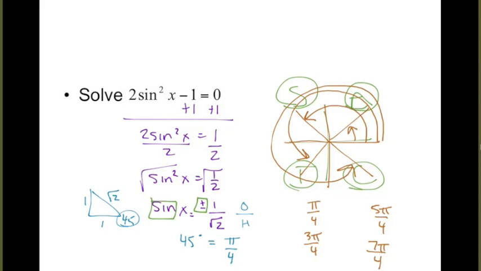Can you just put those in parentheses and put plus 2n? Yeah, and then we can just write plus 2 pi n. I'm alright with a little bit of laziness.